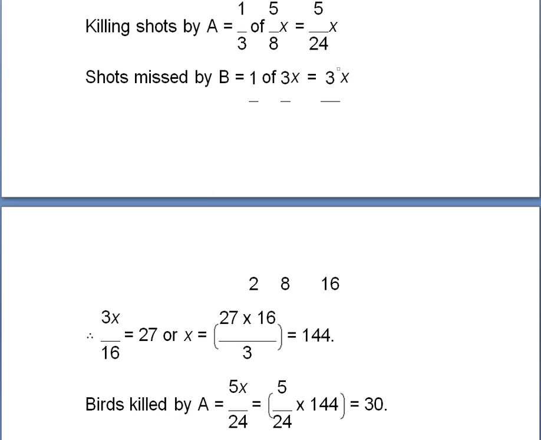So birds killed by A are 5x by 24, and you know the value of x, that is 144, so you can put the value of x and you get 30. So that means 30 birds are killed by A.